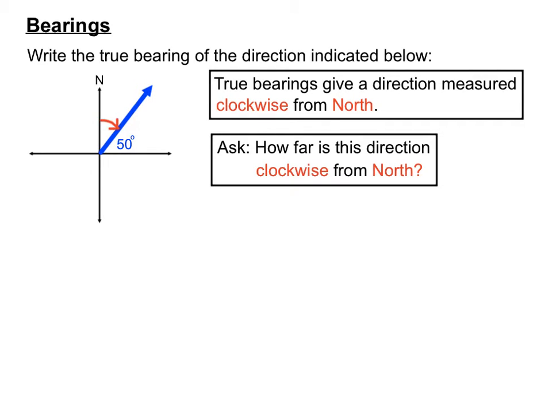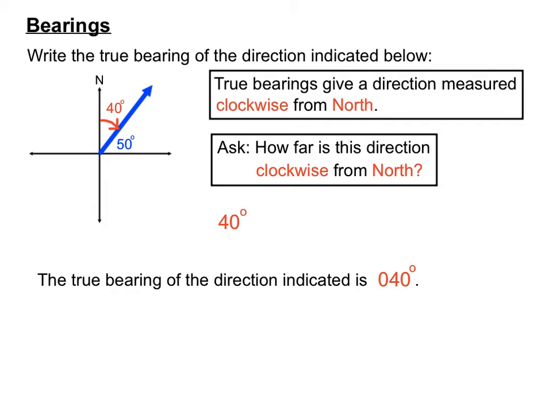Yep, that red arrow there would have moved around 40 degrees. We know that that quadrant there adds up to 90 degrees. So how far is this direction clockwise from north? 40 degrees. Now I did mention briefly that true bearings always have 3 digits to them. So our final answer there, we'll write it as 040. That's the true bearing of the direction in blue.